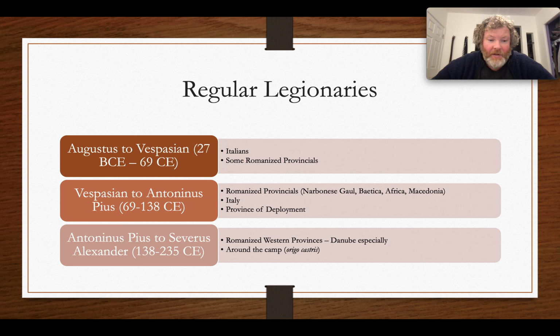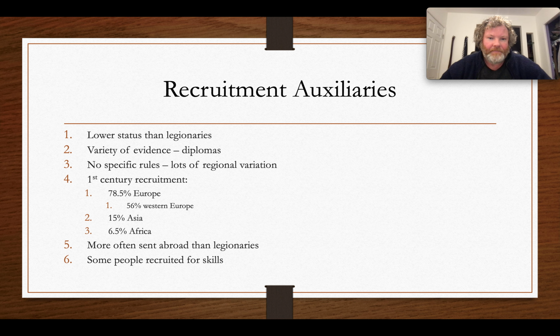Then when we get to the last bit of this chunk, from Antoninus Pius to Severus Alexander, so at the cusp of the 3rd century crisis, we get soldiers from Romanized western provinces, again the Danube especially. Think of Aurelius Polion. And many of them come from around the camp, so the origins are presented as origo castris. Something else we can come back to later.